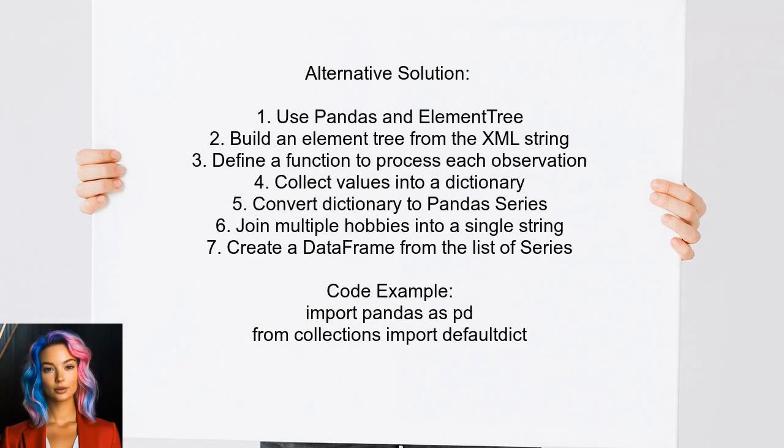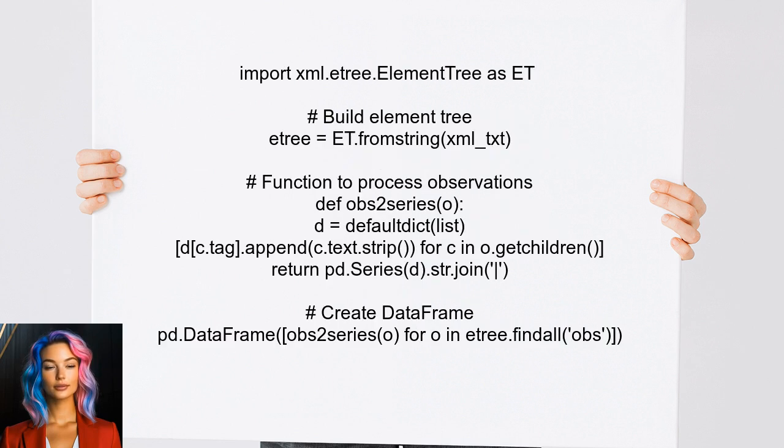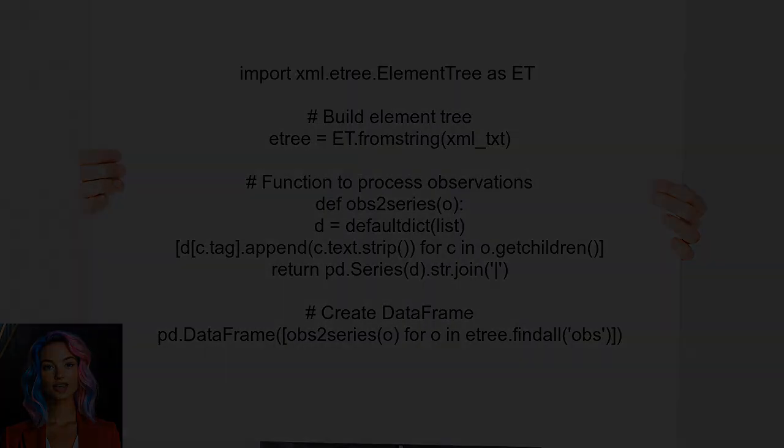An alternative solution provided by another user involves using Python's pandas library along with the ElementTree module to parse the XML data. They start by building an element tree from the XML string. Then, they define a function that processes each observation, collecting the values into a dictionary. This dictionary is converted into a pandas series, which allows for joining multiple hobbies into a single string. Finally, they create a data frame from the list of series, resulting in a structured table with the desired columns.